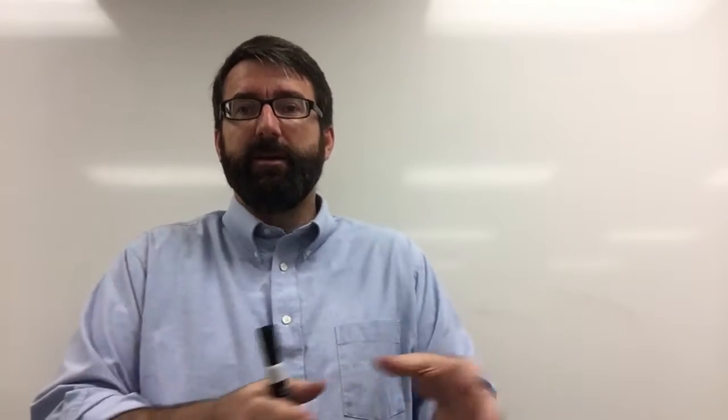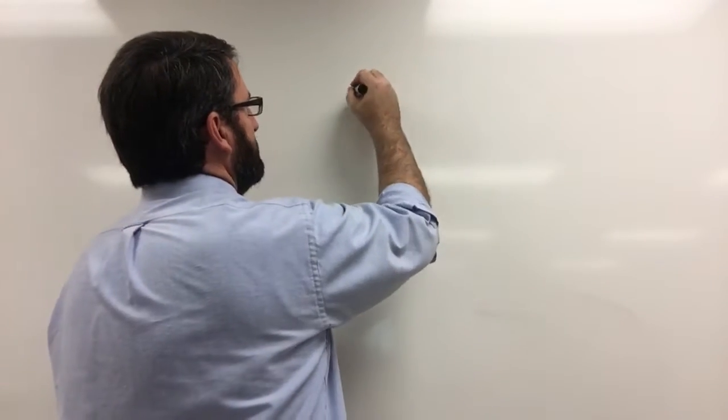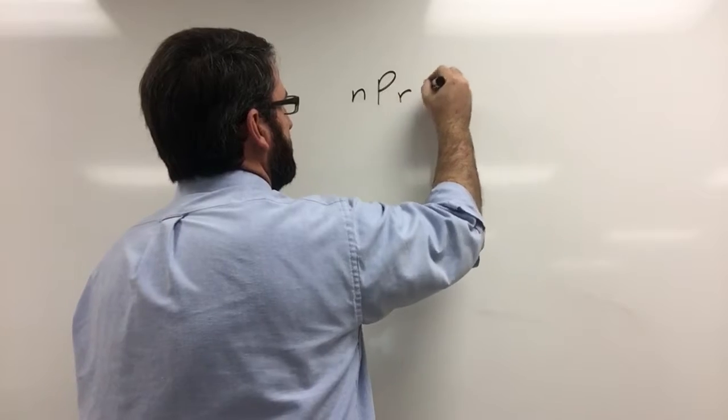But since we've given them these titles, now a leadership team with Alice as president and Brady as secretary and Carly as treasurer is going to be different than a leadership team with Brady as president and Carly as secretary and Alice as treasurer. So this is going to be a permutation because repetition is not allowed and the order matters. All right, so the equation for a permutation is this.